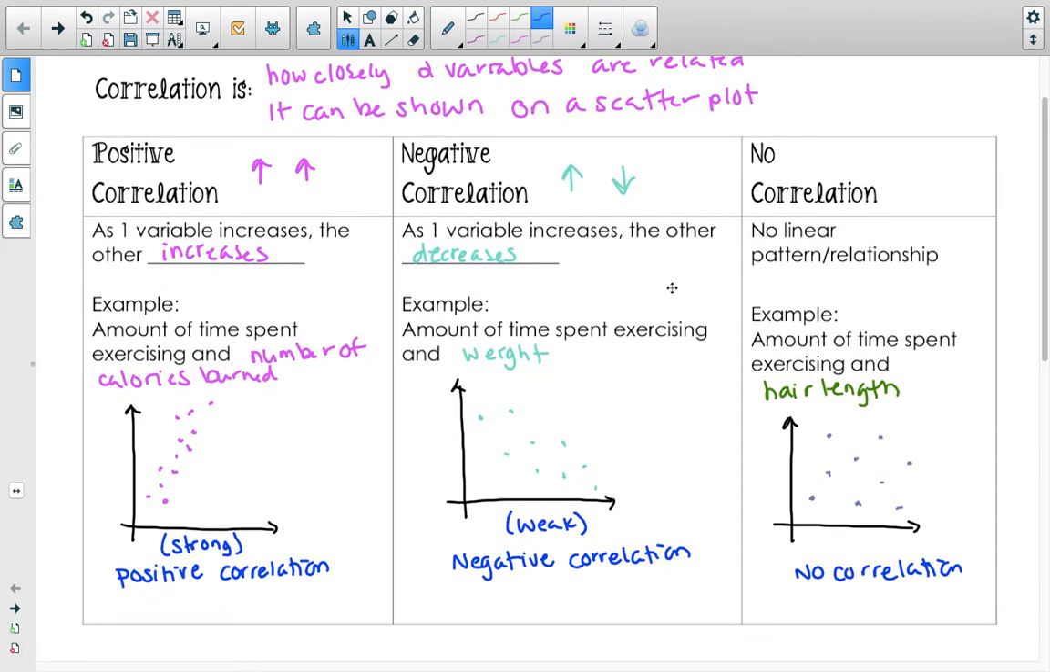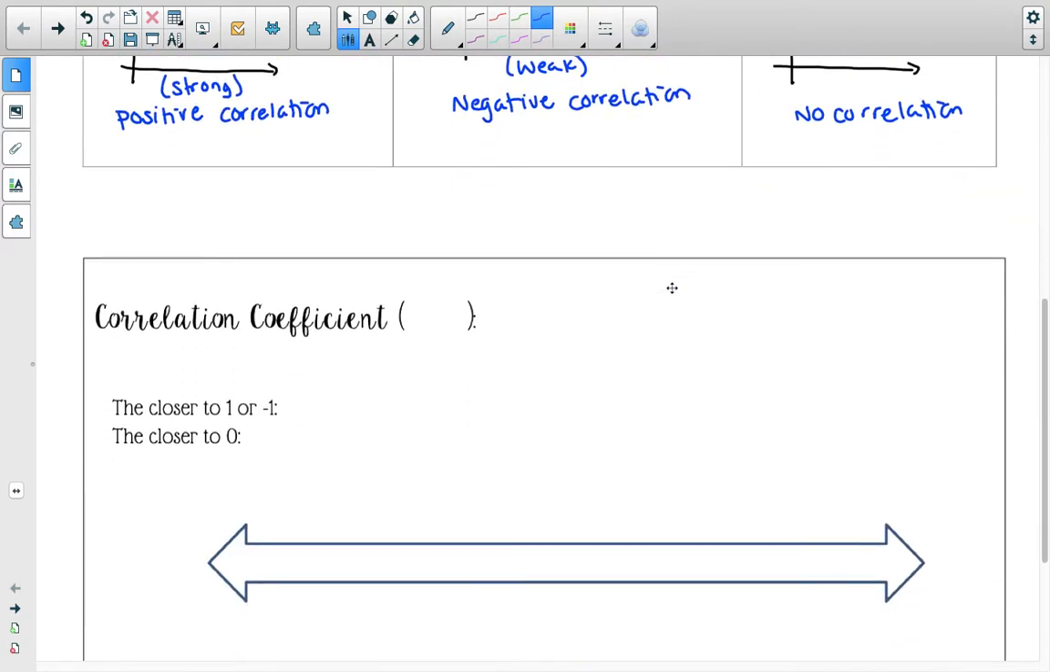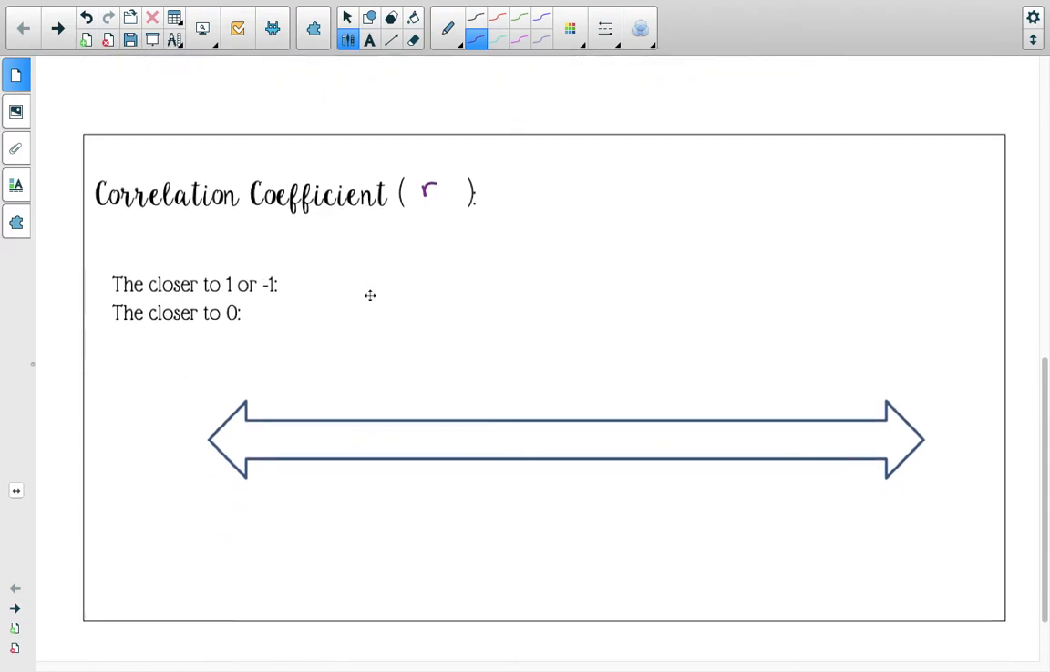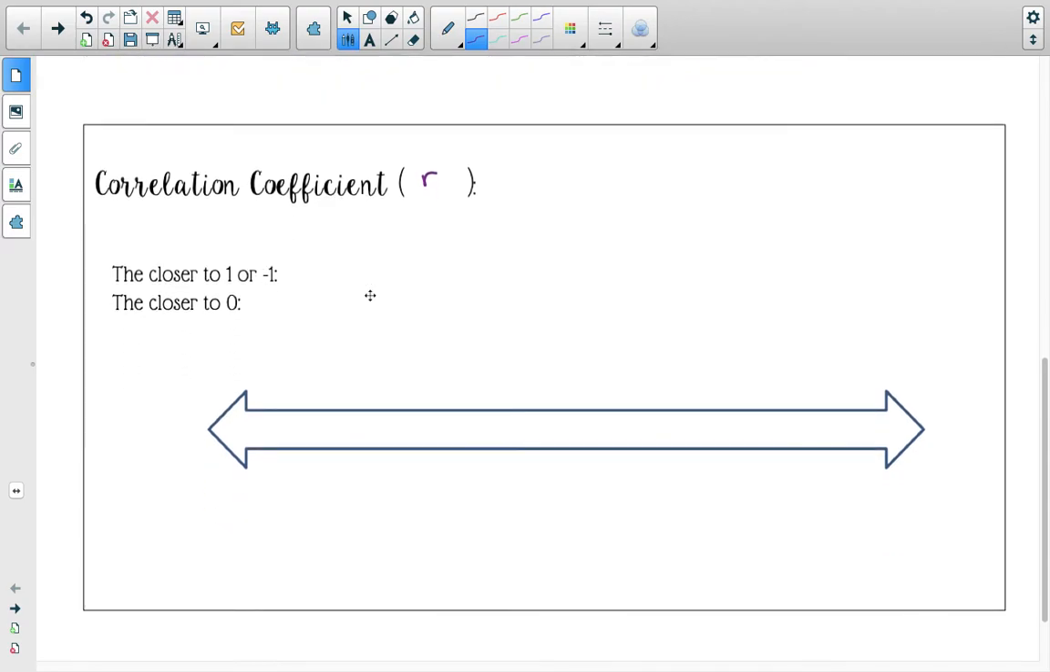Now, another way we can see this is by looking at the correlation coefficient. The correlation coefficient is the letter R when we use technology to find our regression equation. We will also at the same time get the correlation coefficient. Do not be confused by the word coefficient here. It is not a number being multiplied to a letter. The coefficient here is talking about that it is the correlation coefficient. They go together into one phrase.